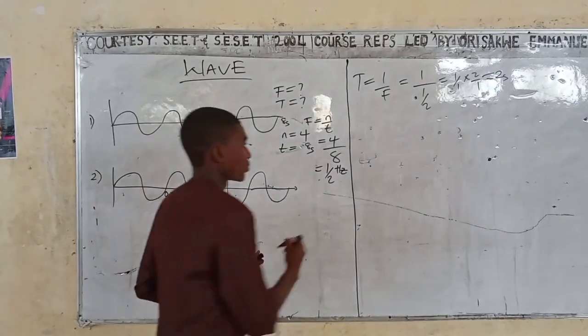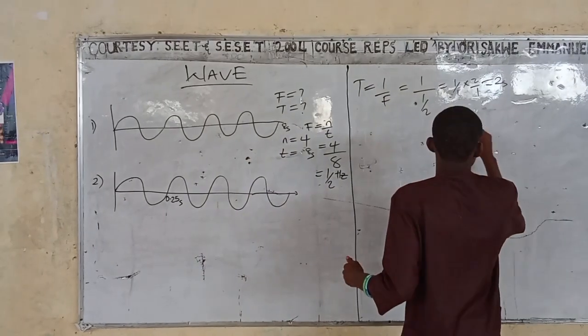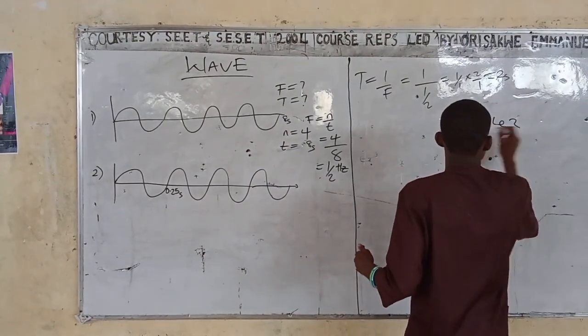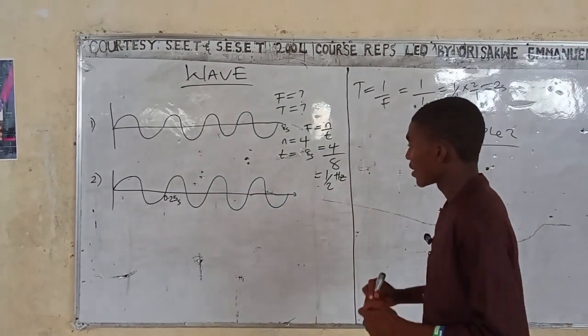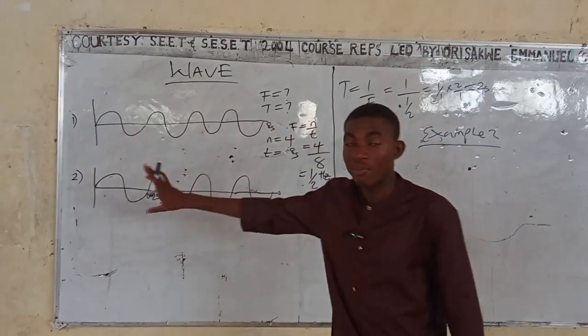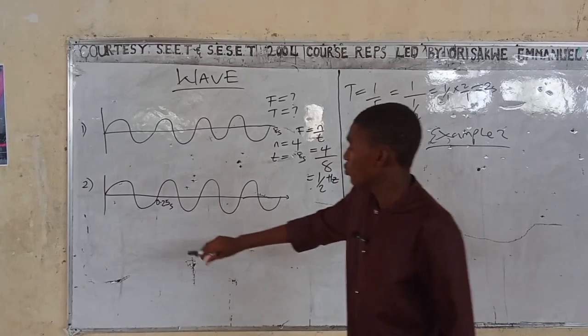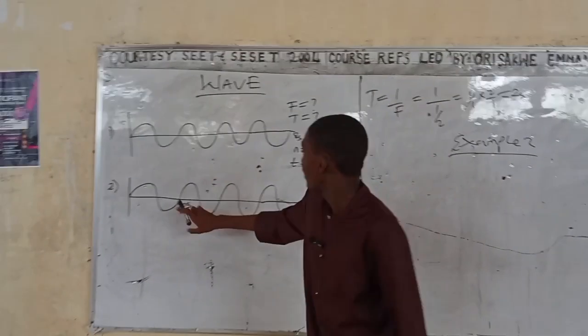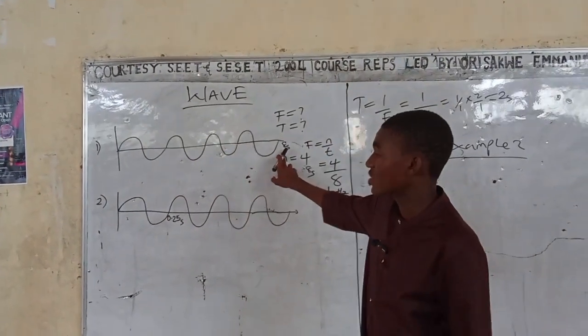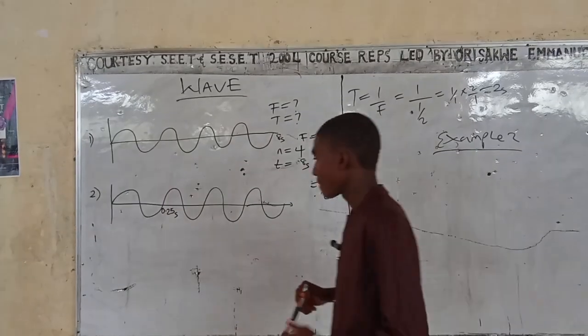Now let's go to the second example. Example 2 says, also find the frequency and period from this sinusoidal graph. Now let's watch. In this example 2, they put our time here. From the first example, our time was here at the edge. But here, our time is here.